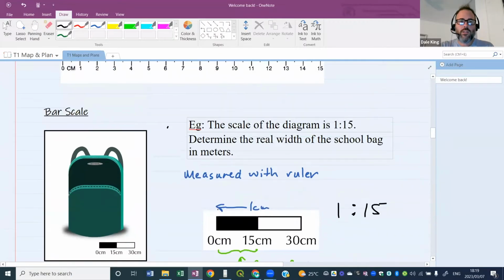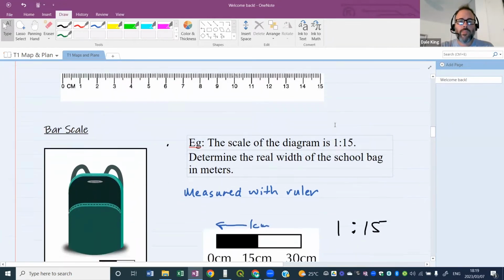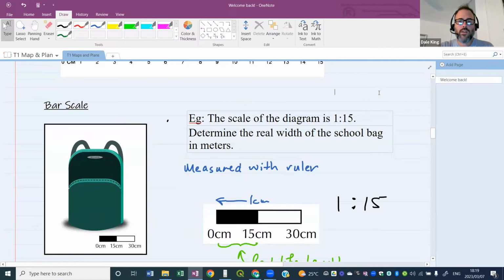Any questions about this? Anyone want me to go over it one more time before we try and practice this? Or are we all good and ready to go? Everyone happy with the bar or linear scale and the number scale? If you're not happy, please raise your hand, put it in chat, or turn your mic on and talk to us before we get going into some questions.